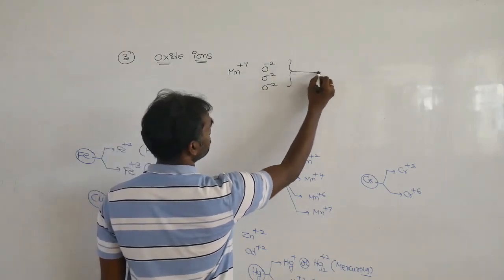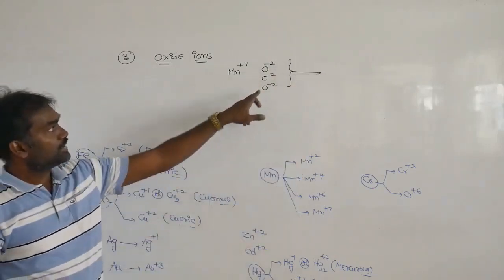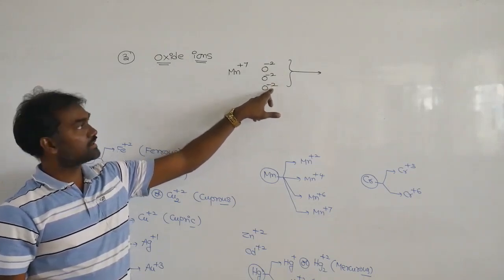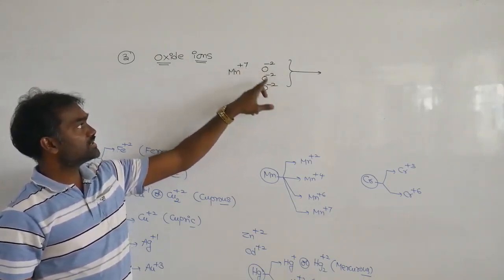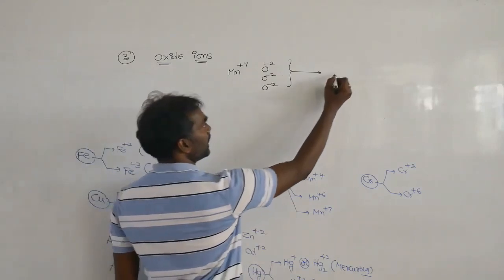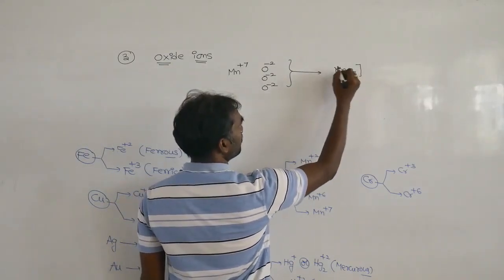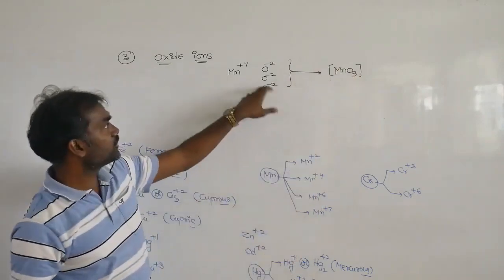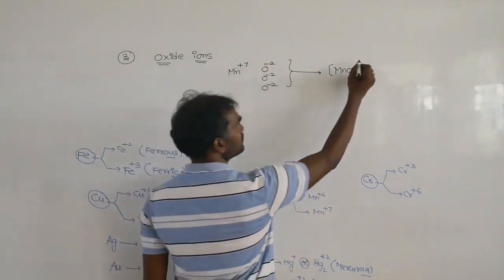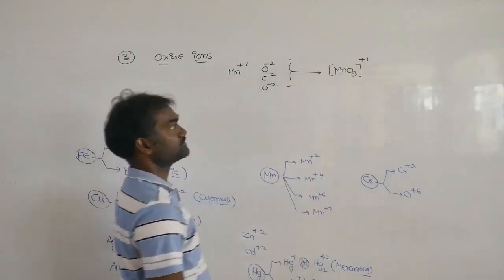Then what happens? See, negative ions are 6 are there. So here 7 positives, 6 negatives. So I am writing in what way? MnO3. So 6 only neutralizes, 1 positive is there. So you write 1 positive.